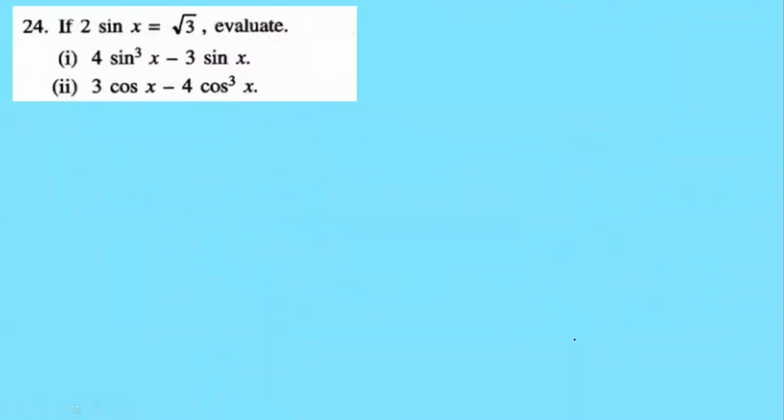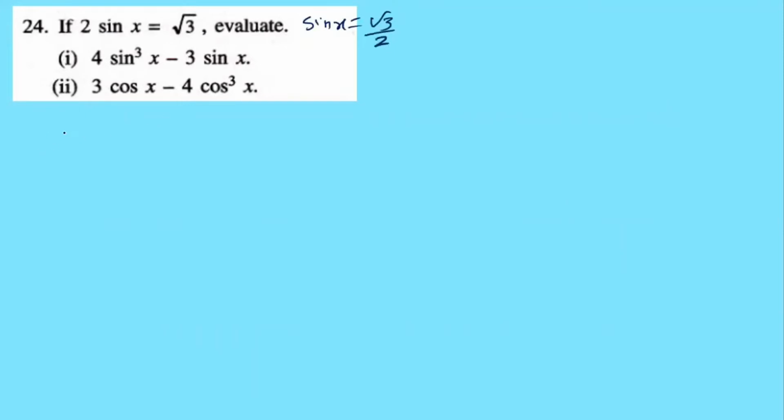Got it? Question number 20. If 2 sine x is equal to root 3, you have to find 4 sine cube x minus 3 sine x, and 3 cos x minus 4 cos cube x. Now 2 sine x is equal to root 3. That means you get sine x is equal to root 3 by 2.